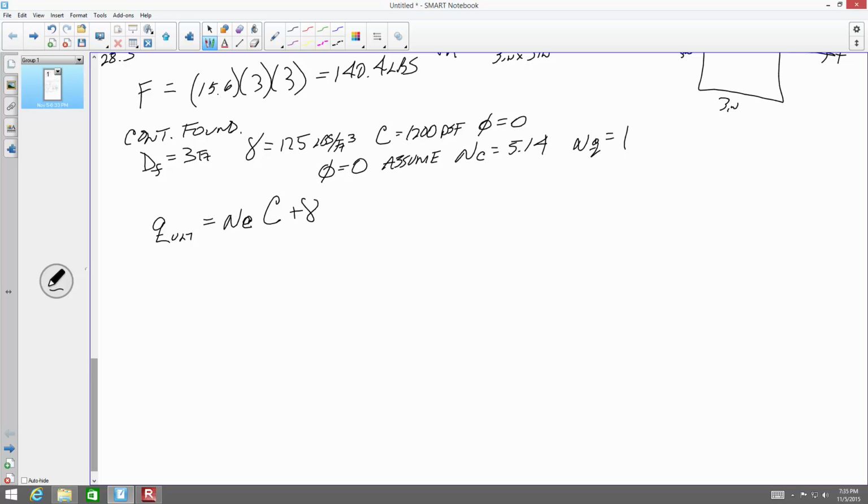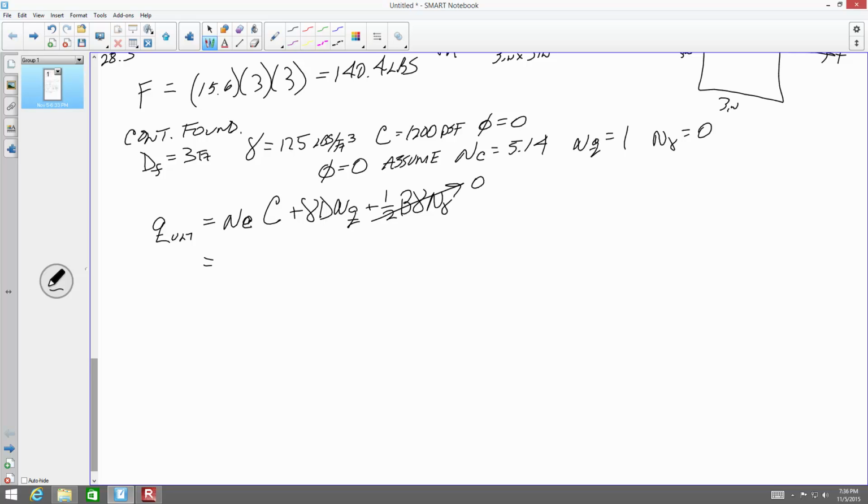But it would be gamma D N sub q, plus 1/2 B gamma N gamma. Oh, I forgot to give you N gamma equals 0. So that's going to go to 0 there.